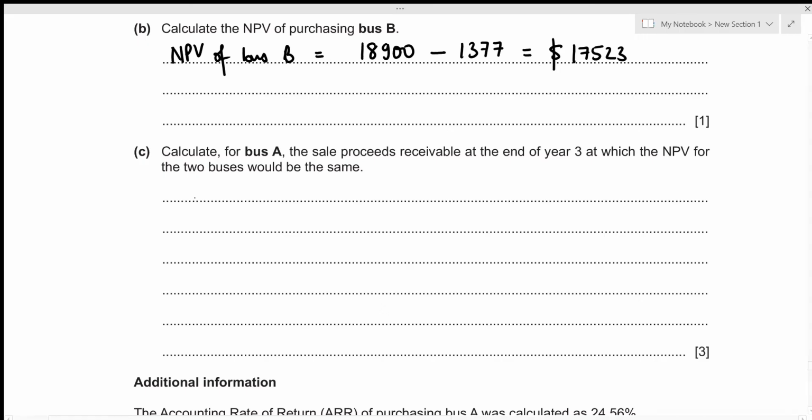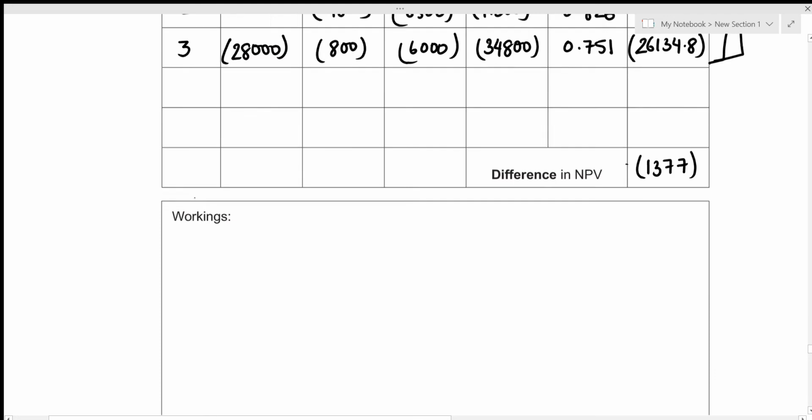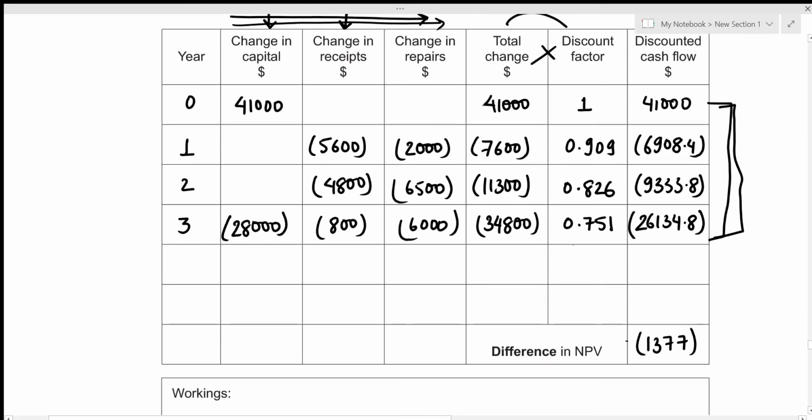Calculate for bus A the sale proceeds receivable at the end of year 3, at which the net present value for the two buses would be the same. Let's have a look at the above table. Previously, we figured out our difference in net present value to be 1,377. Now, the condition given is that the net present value for the two buses are to be the same, which means that there is not going to be any difference. So the difference we require is just going to be 0.